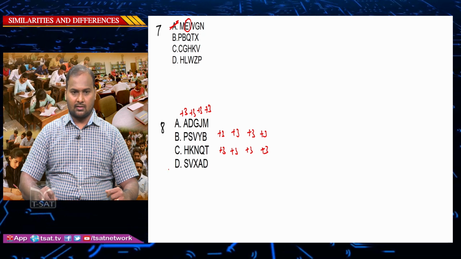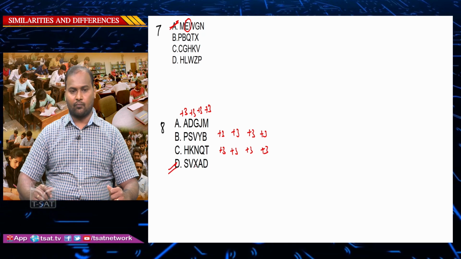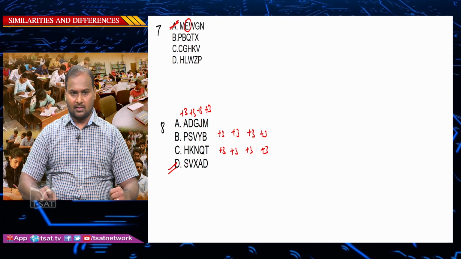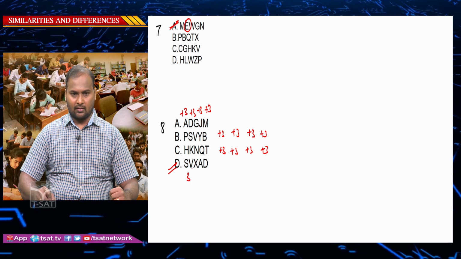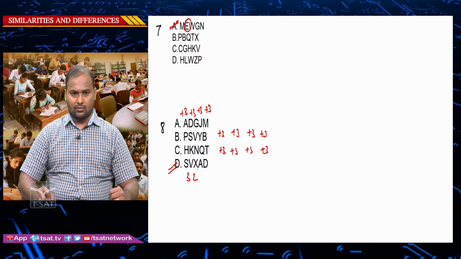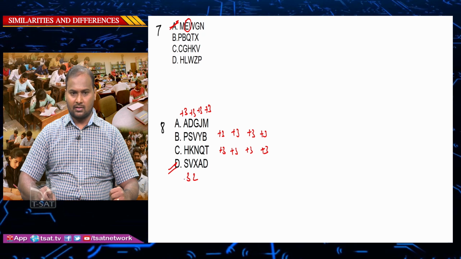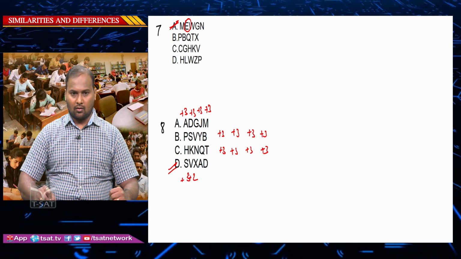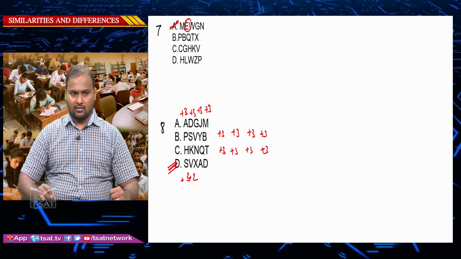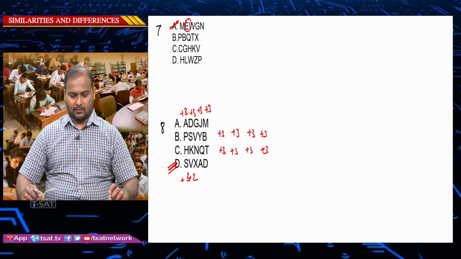So obviously, what is our answer? Our answer becomes option D. Now if you see here, S to V, S is 19, V is 22, so plus 3. V to X, it is plus 2. The moment you see that plus 3 and plus 2, obviously this is the different one. So your answer is option D.